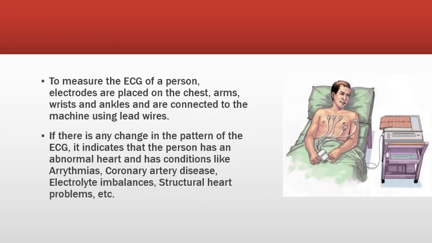When the ECG of a person has to be measured, electrodes are placed on the chest, on the arms, on the wrists, the ankles, the places where the arteries are superficial and blood flows superficially, and it is connected to the ECG machine using lead wires.